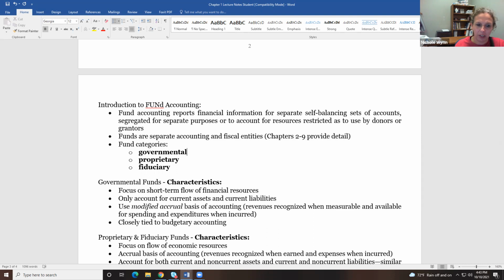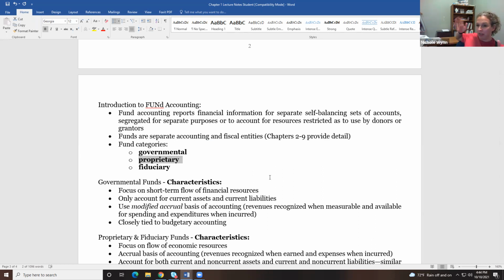So governmental is the one that we're going to focus on first. The governmental funds will be covered, we'll kind of introduce them in chapters 2 and 3, but then we do the general fund in chapter 4, and special revenue funds and debt service funds and capital projects funds. And so those all happen first. Proprietary are the business type funds that fall within the government.